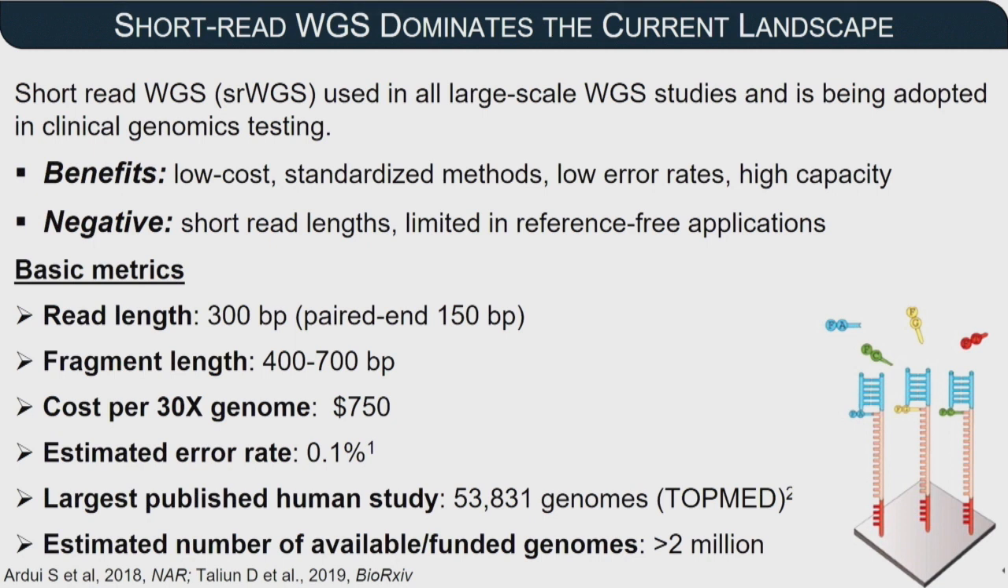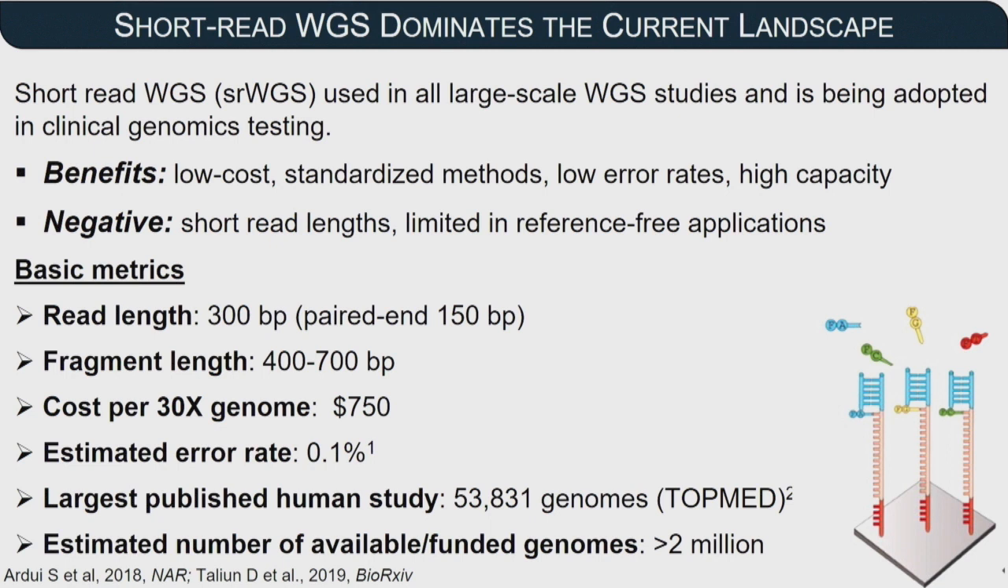So short read sequencing really dominates the current landscape, and I think there should be no bones about that. While the newer technologies are very exciting, almost all the data in the world from whole genome sequencing right now comes from short read sequencing. So it's used in virtually all large-scale whole genome sequencing, or WGS, studies, and is really being adopted in clinical genomics testing, or at least is being benchmarked early for clinical diagnostic testing.